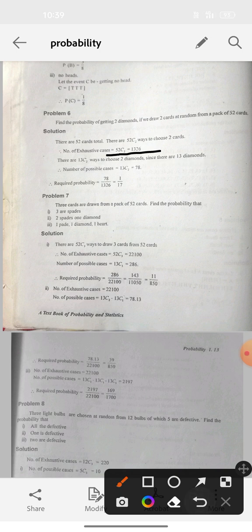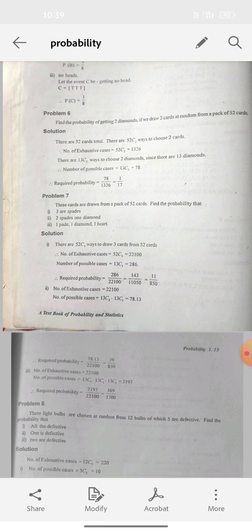Now the number of possible cases is 13C2, of course. So this 78 by 1326 gives the answer. So it is the number of favorable cases by the number of exhaustive cases. That's the logic in it.